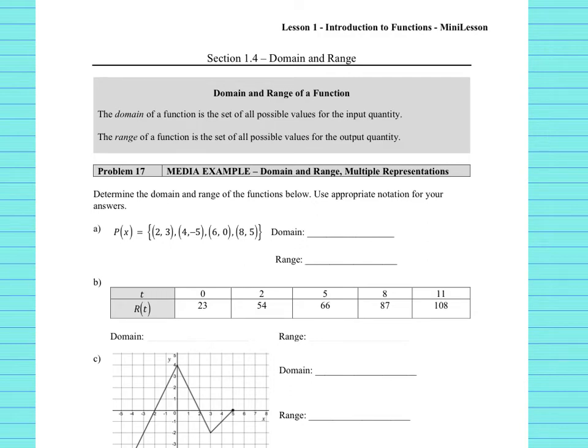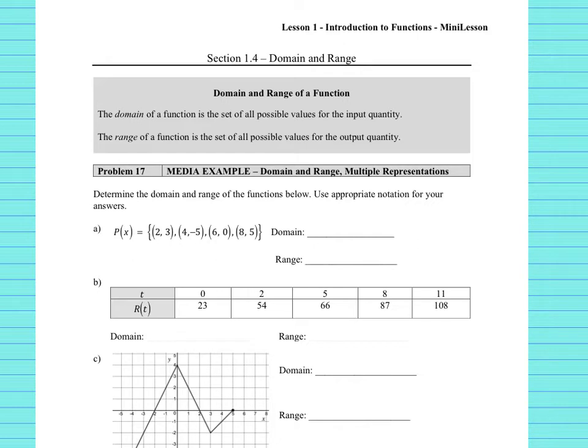Hey guys, now we're into section 1.4, which is about domain and range of a function. Domain and range are two things that are used to describe a function that you're given. Specifically, they're used to describe the possible input values and the possible output values of that function. So we're going to use domain and range a lot in here.